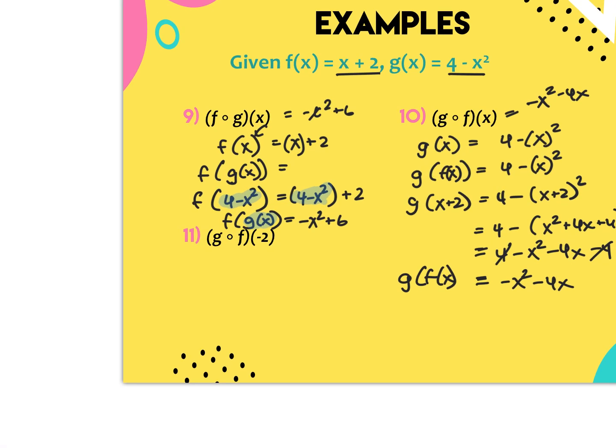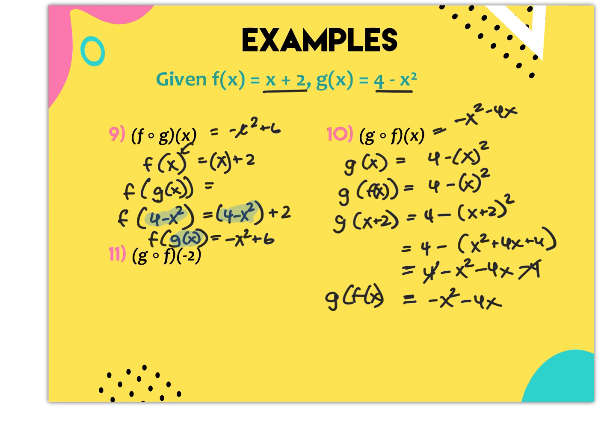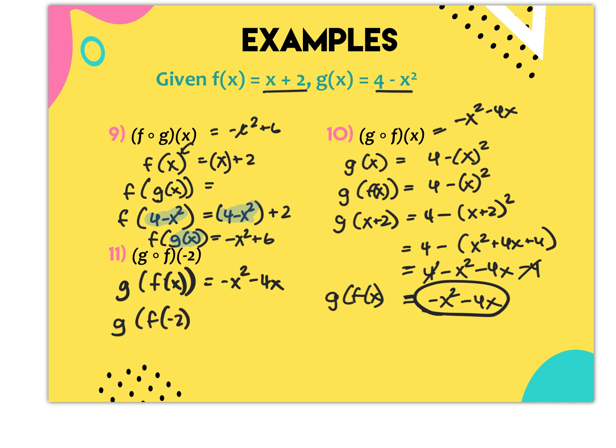And then I go and do number 11. So now number 11 says, what's g of f of negative 2? Well, again, I already found g of f of x. G of f of x equals this, negative x squared minus 4x. So now if I want to do g of negative 2, or let me write it the right way, I could do g of f of negative 2, I can just plug negative 2 in here.